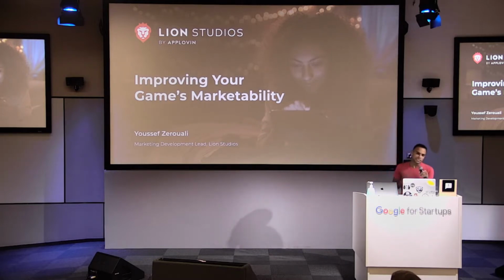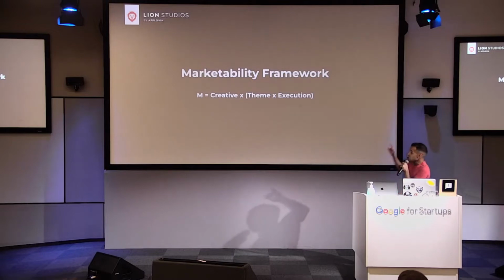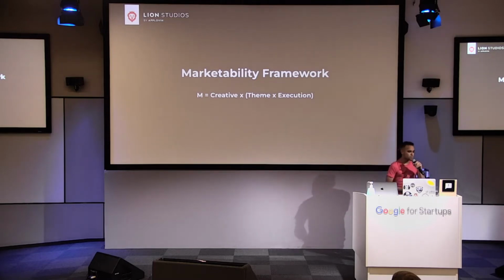But first, let's see how we can assess a game's marketability. As you can see here, our marketability framework is based on three different parameters. First one being the creative, second one the team, and the third one the execution. You can see the team and the execution are between brackets. Basically, it means that the creative is the most important part of this framework. I'm going to speak about each parameter, beginning with the team.